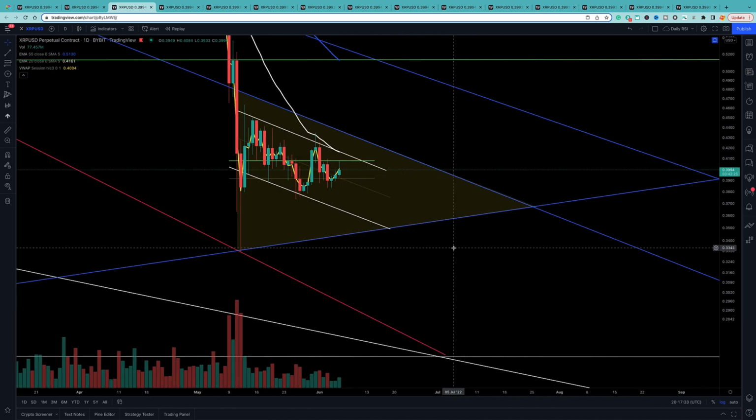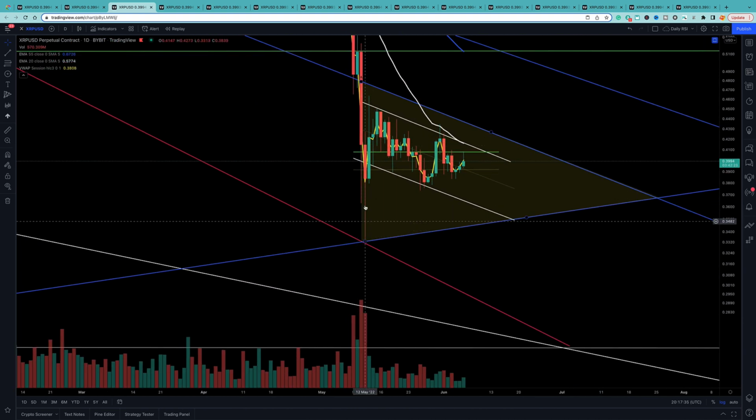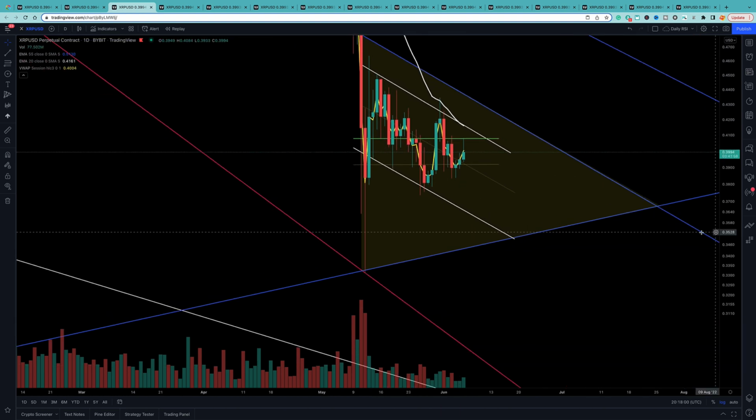Within that you have this impulse here. This is the impulse, and again, here's the correction so far. So you can see the descending channel that it's in. This little line here is the center line of this descending channel. This one here is this green line. Again, look at the price action above and below, above and below. So this is the center line.